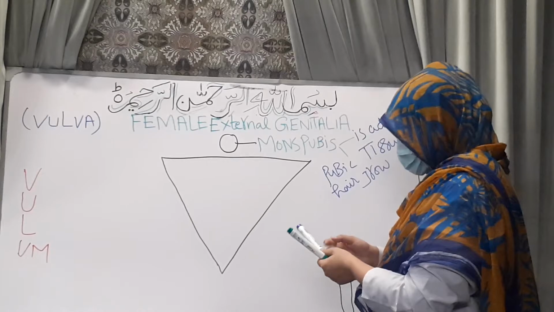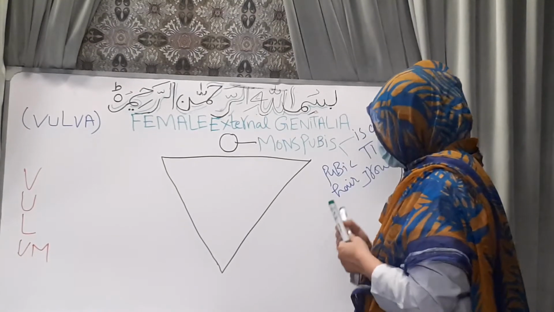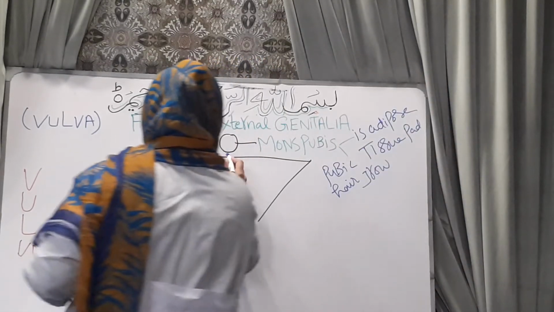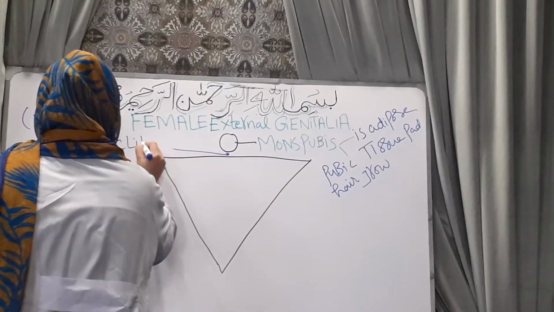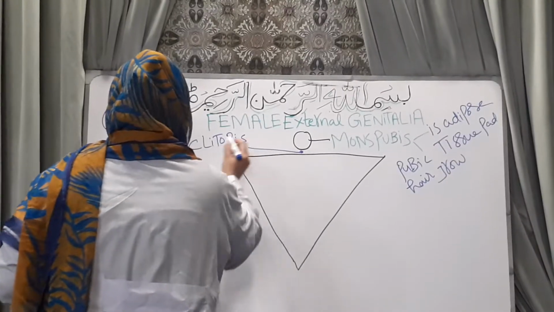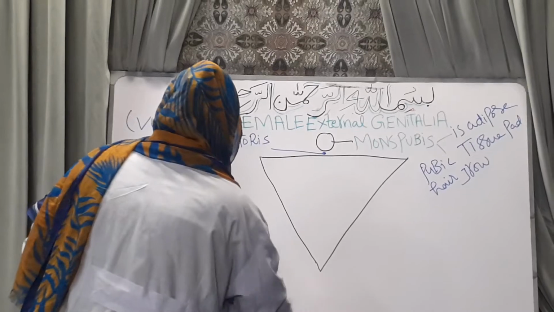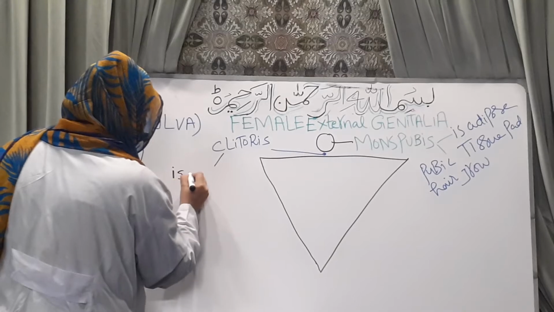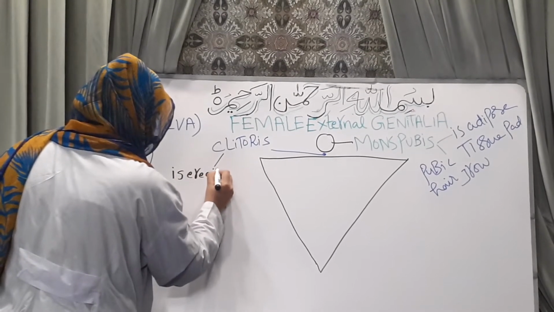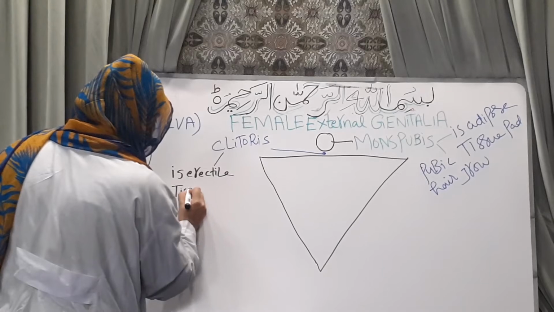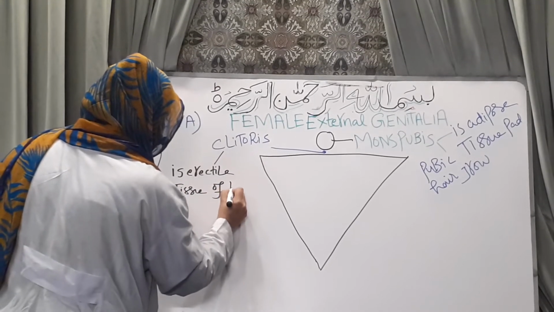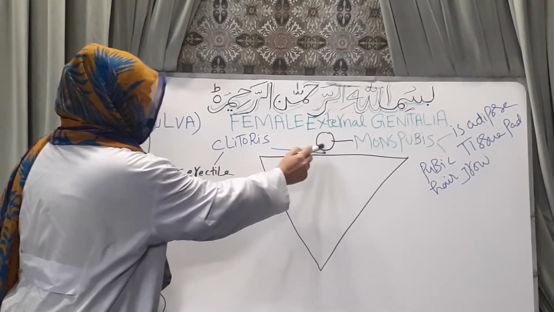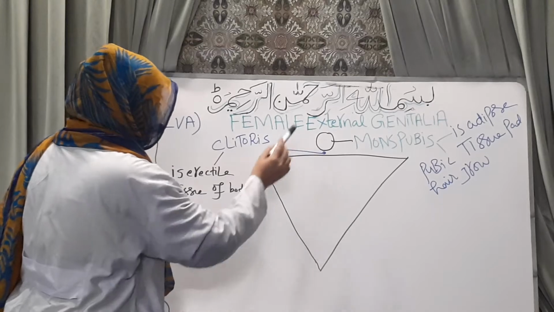The other part is clitoris. This part is known as clitoris. Clitoris is erectile tissue of the body. This part is known as mons pubis, and after mons pubis is clitoris.